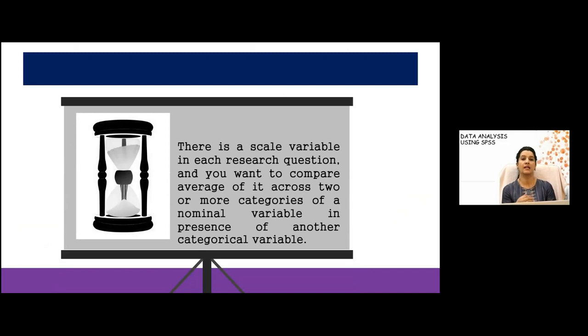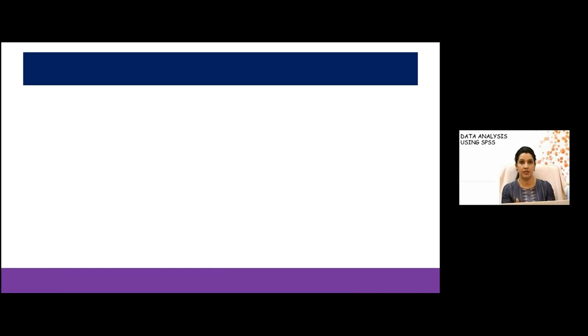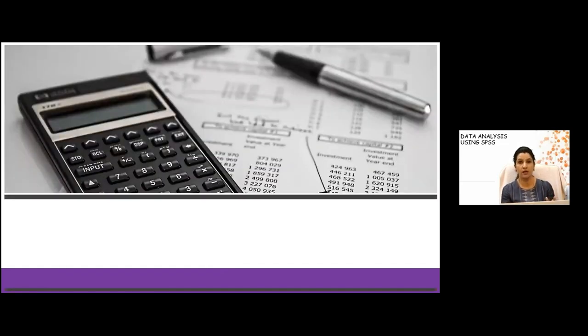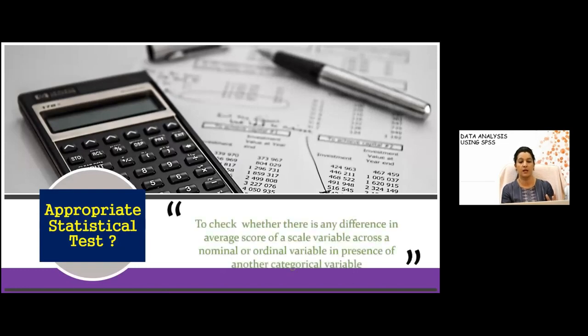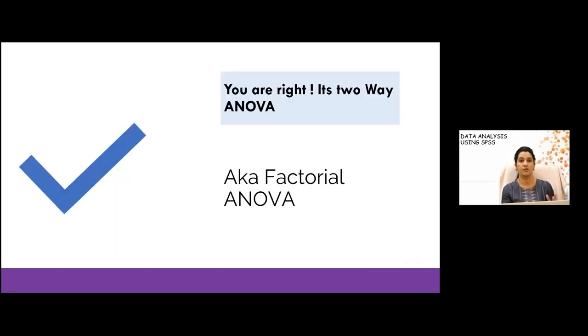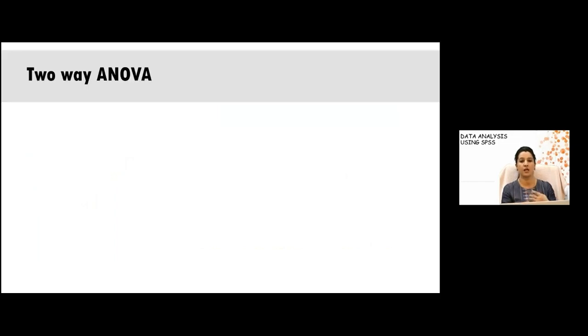So now what we have observed in all these cases is that there is a scale variable in each research question, and I want to compare the mean of this across 2 or more categories in the presence of another categorical variable. So I want to see the interaction of 2 independent variables on one continuous dependent variable. So the appropriate test for this is a two-way ANOVA, which is also known as a Factorial ANOVA. Because we make cells out of those categories, that's why we call it a Factorial ANOVA.